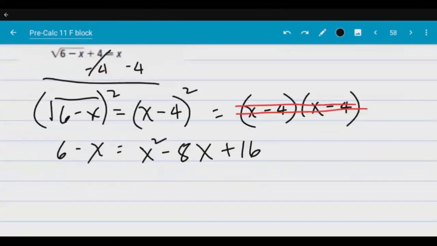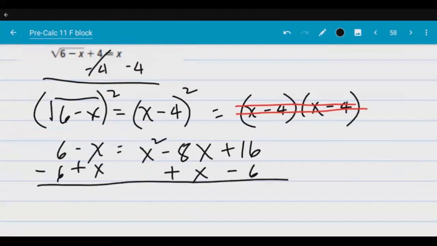So let's continue. When you get to this point, again, gather everything to one side and make it equal to 0. So I would move that x to the other side. I would also get rid of this 6 here. All right. So let's take a look. Cancels out, cancels out. Oh, 0 here. x squared minus 7x plus 10.